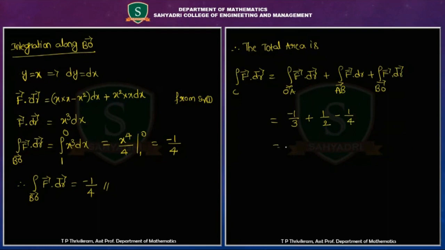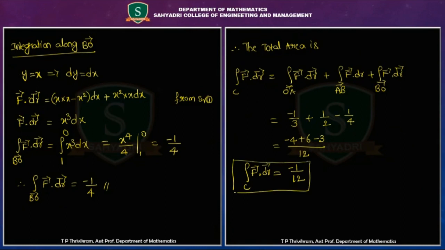So the LCM is 12. We get minus 4, plus 6, minus 3. So what is the answer? Minus 1 by 12. So the integral over C of f dot dr is equal to minus 1 by 12. Fine.